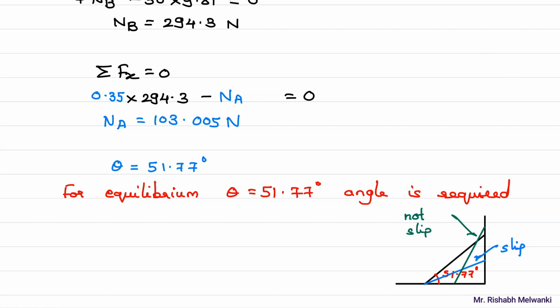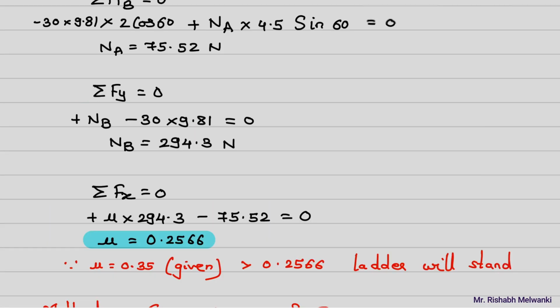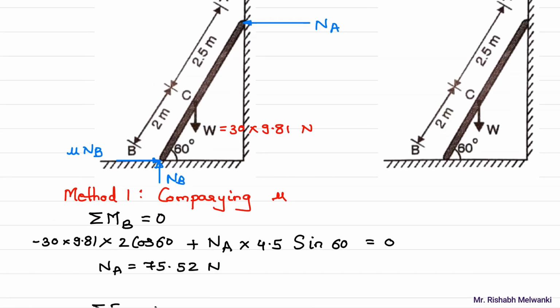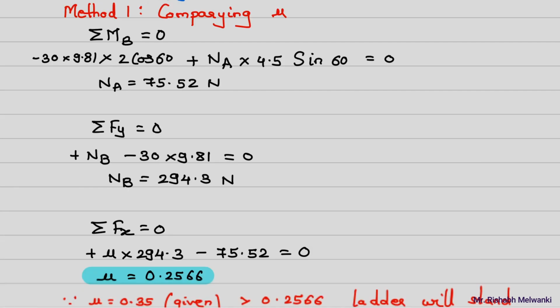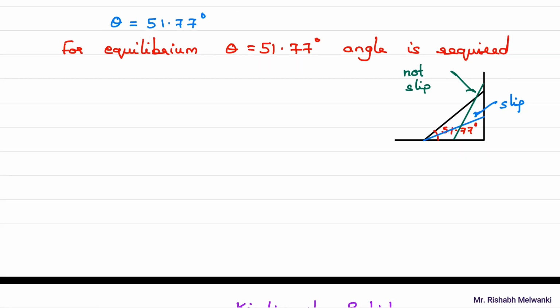Now what is the given angle? The given angle is in the diagram. The ladder is standing at 60 degree. This given theta is equal to 60 degree, as shown by the green color over here. It is greater than the theta which is required to hold the ladder in equilibrium, which is 51.77 degree. Therefore, the ladder will stand.